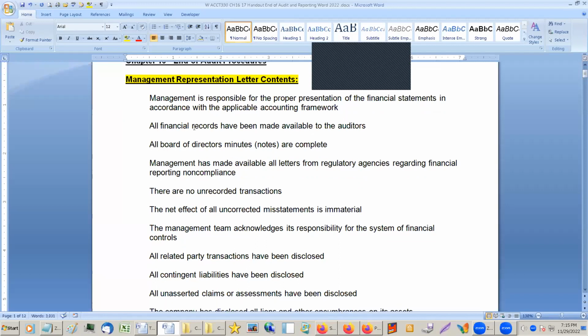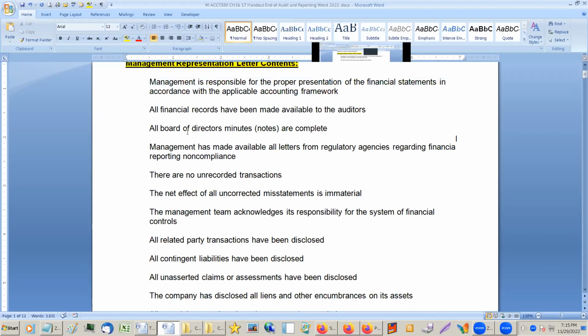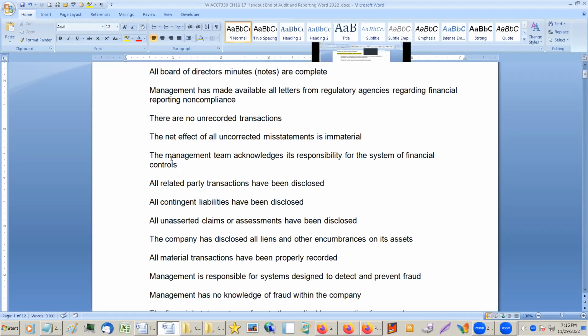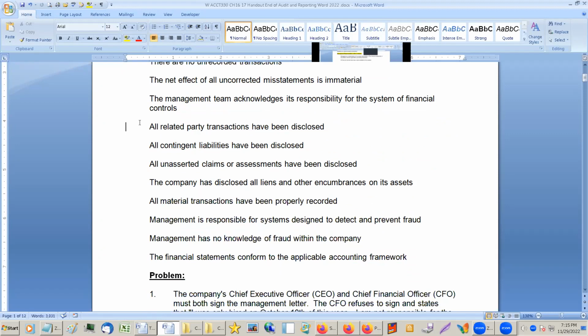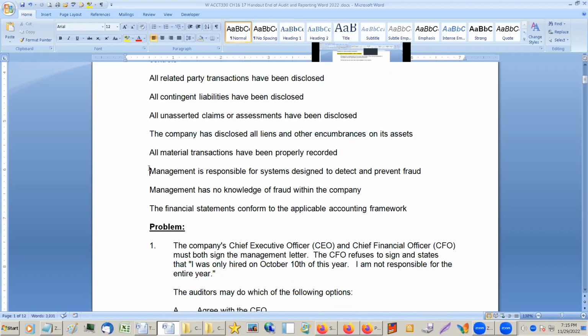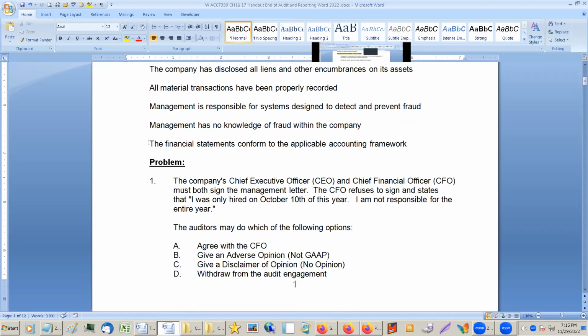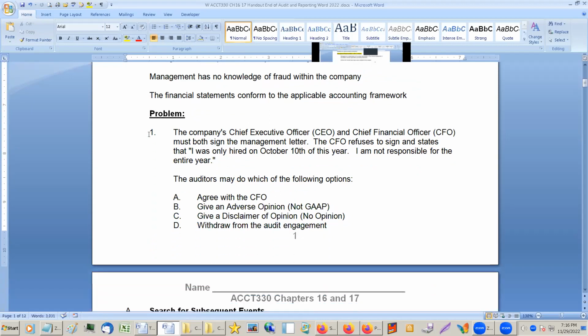Okay, management, and we're not going to go through all these, but basically you go through and say, do we have everything? How about this? What about that? All related parties disclosed, all liabilities. You can read through these. There's quite a few in here, but basically all those things that you rely on, you're going to ask them.